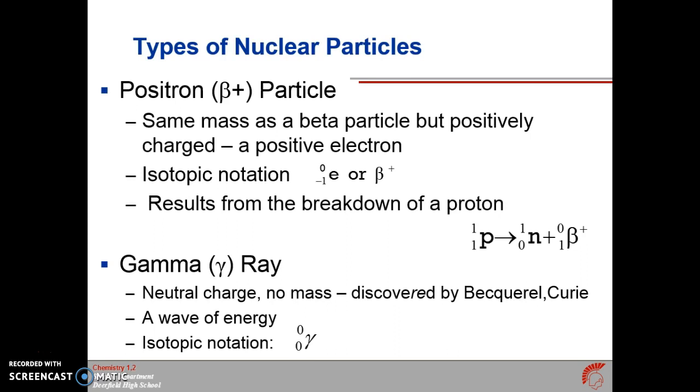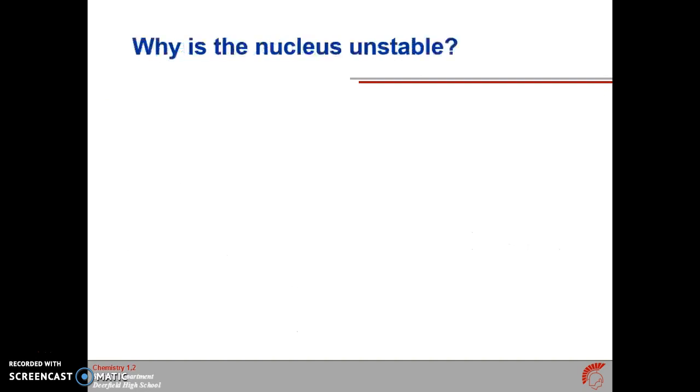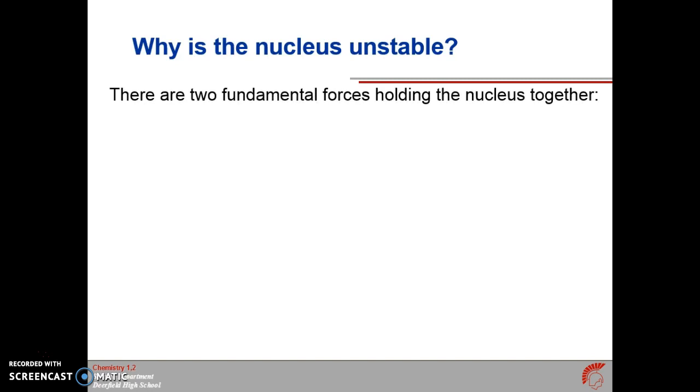Two other particles that can be ejected from the nucleus include a proton or a neutron. I didn't really list this here, but you can also get just a straight up neutron ejection or a straight up proton ejection. All right, so why is the nucleus not stable?